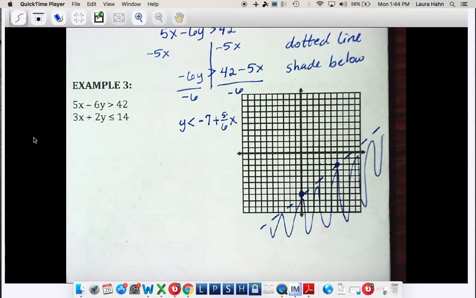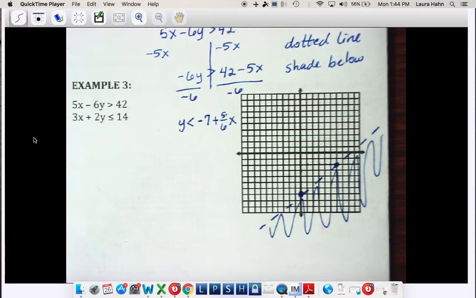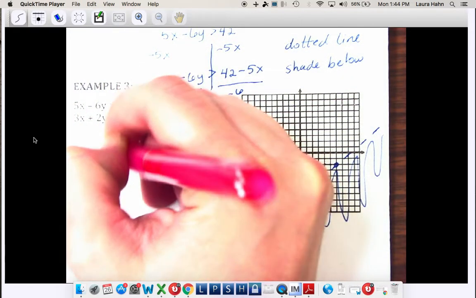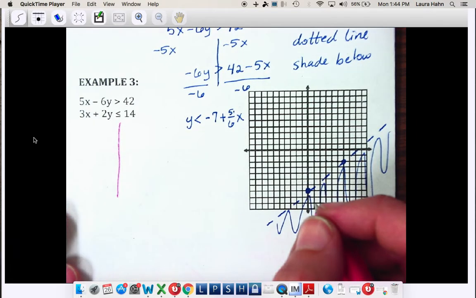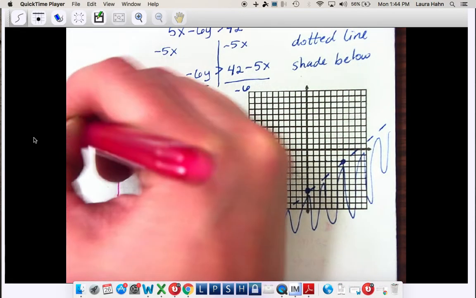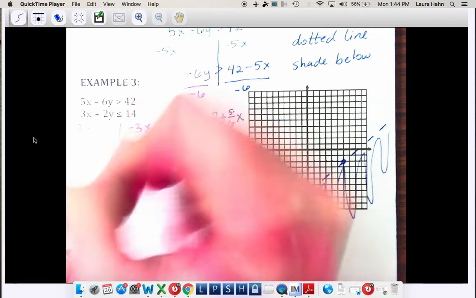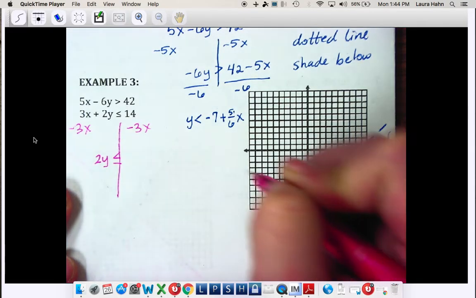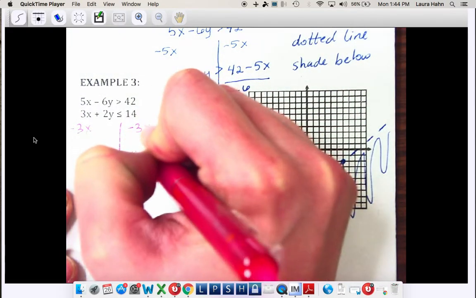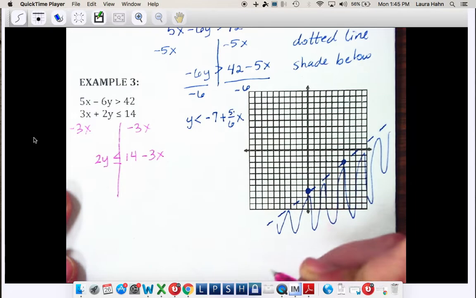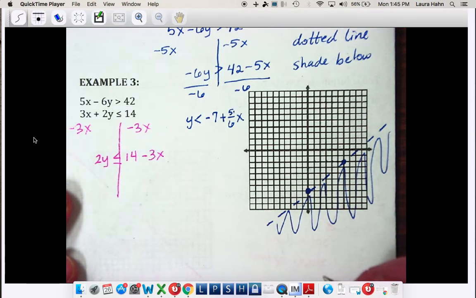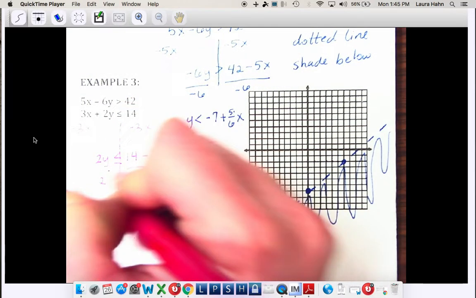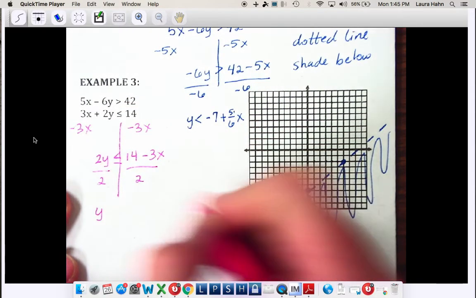All right, so that's that first one. I'm going to pick my next color. Since there's room underneath, I'm just going to work straight under it. I'm going to start by taking away 3 x's from both sides. 2y drops down, along with the inequality symbol. And that's going to be 14 minus 3x. Then I'm going to divide both sides by 2. So the y drops down. There's no need to flip your sign.